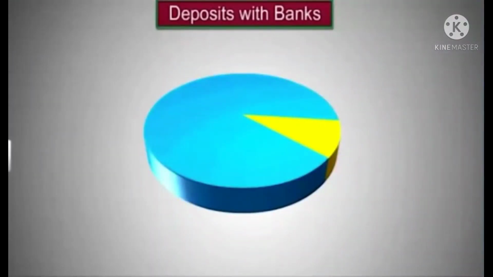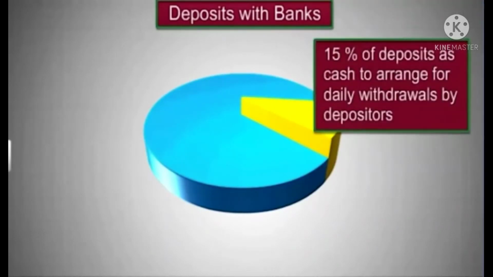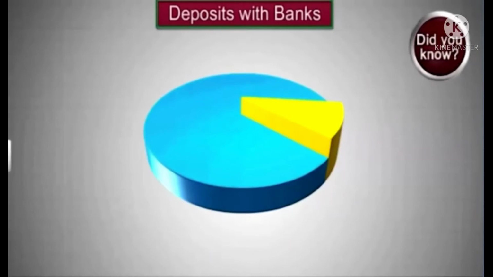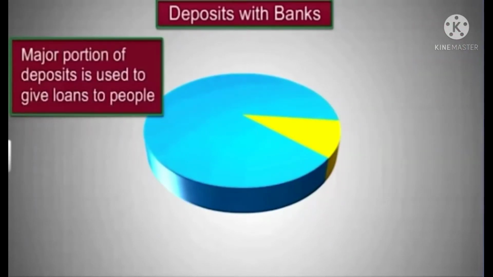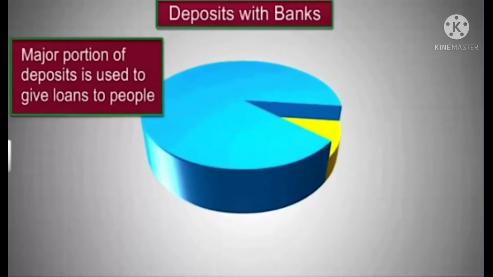As per the directives of the Reserve Bank of India, banks hold about 15% of their deposits as cash to arrange for daily withdrawals by depositors. Did you know the percentage of cash reserves against deposits that a bank must maintain at all times is called the cash reserve ratio, or CRR. This ratio keeps changing from time to time depending on the prevailing economic conditions. A major portion of the remaining deposits is used by banks to give loans to people for different requirements.